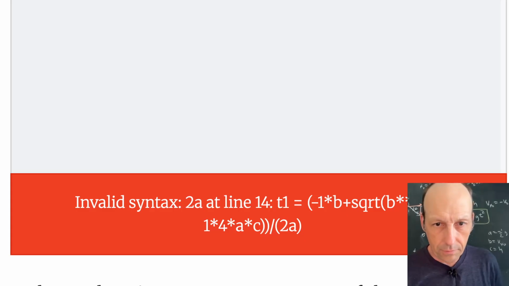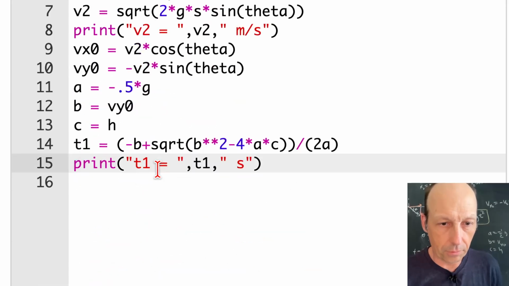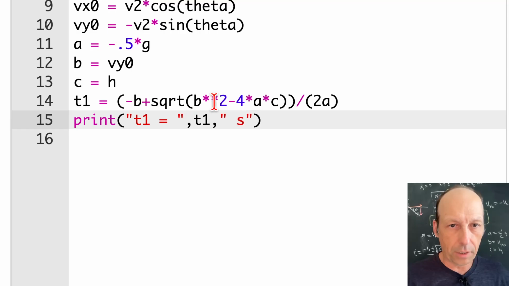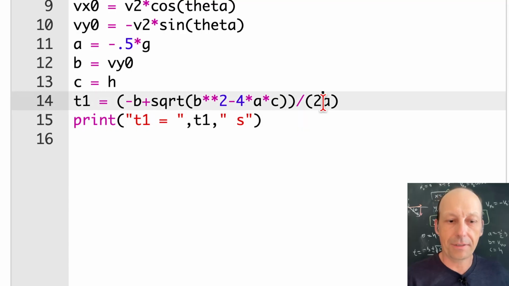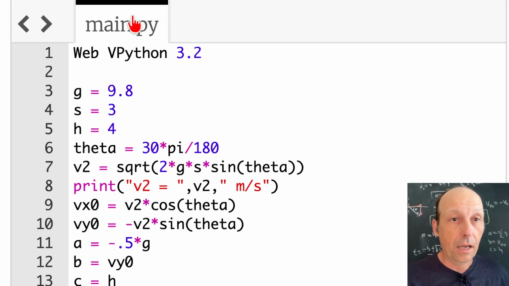Invalid symbol. t1 equals negative b plus the square root of b squared minus 4 times a times c. Oh, divided by, that's a simple thing to fix. So that is a negative time. Okay, now we get the initial time.